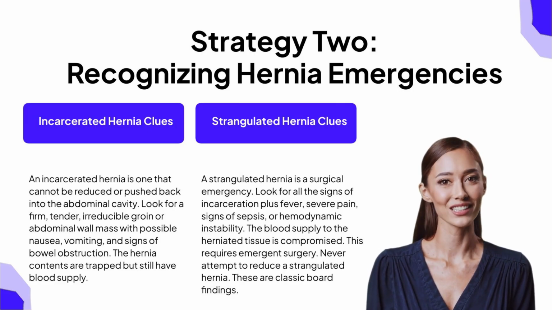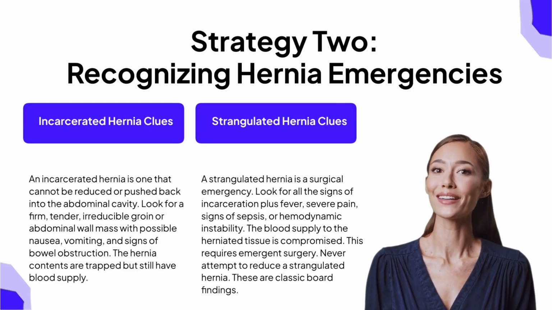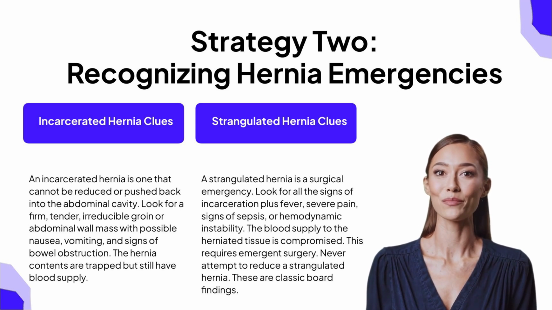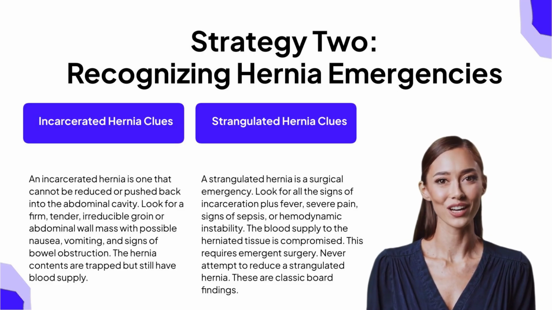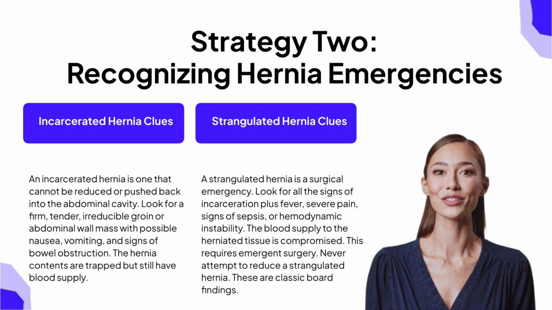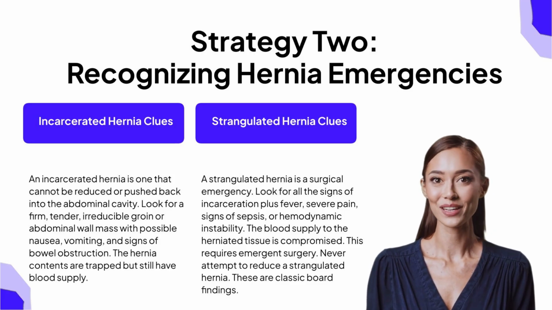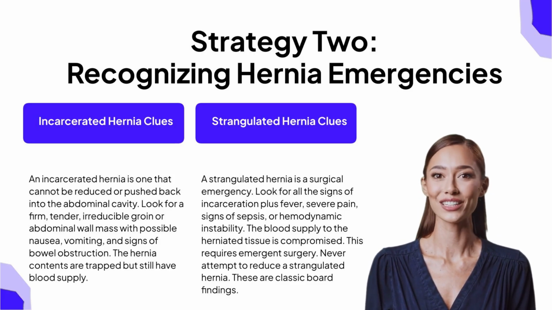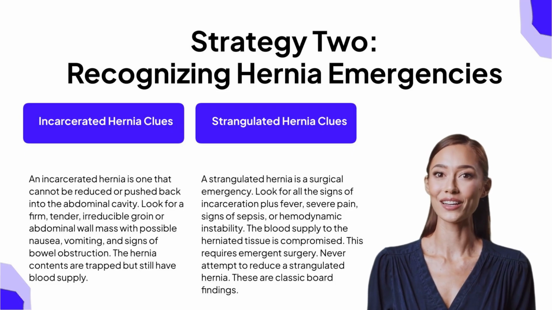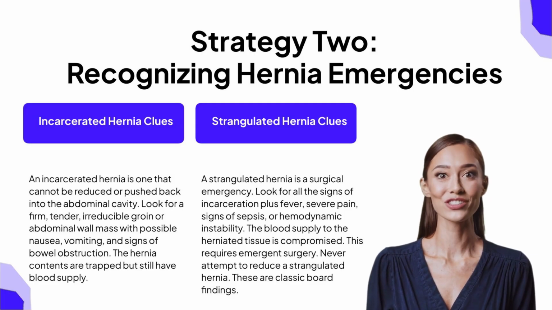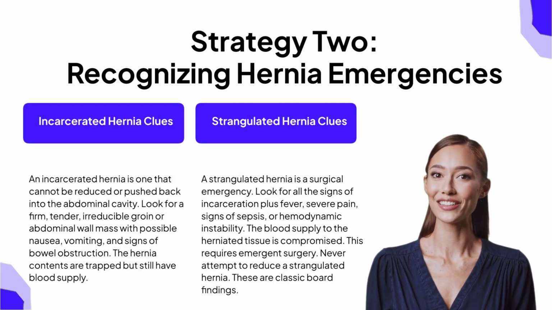Now, a strangulated hernia is the true surgical emergency. You will see all the signs of incarceration plus fever, severe pain out of proportion, signs of sepsis, or hemodynamic instability. The blood supply to the herniated tissue is compromised, which means ischemia and necrosis are occurring. This requires emergent surgical intervention. A critical test-taking point is that you should never attempt to reduce a suspected strangulated hernia because you risk releasing necrotic tissue and bacteria into the peritoneal cavity. When you see a question with an irreducible hernia plus systemic signs of illness, always pick emergent surgical repair.